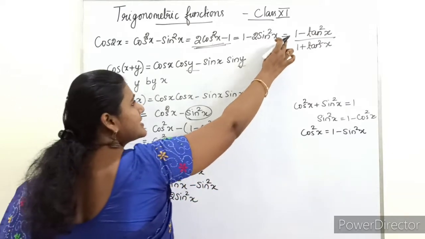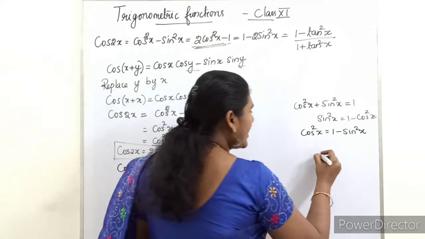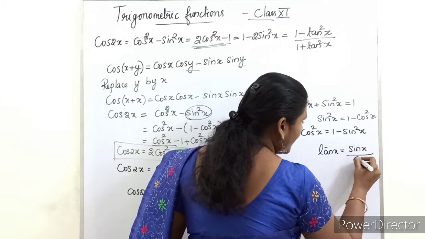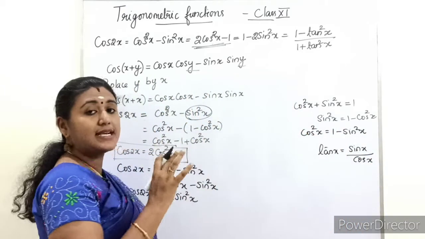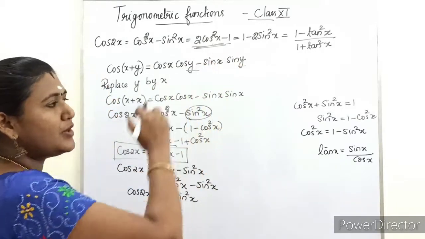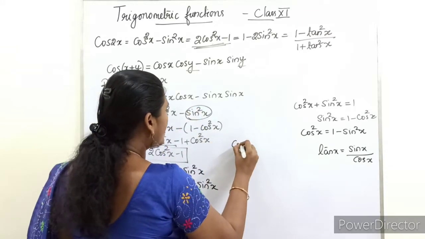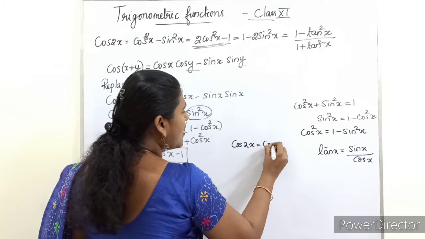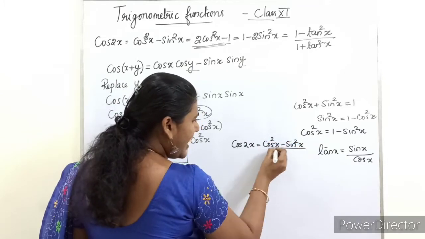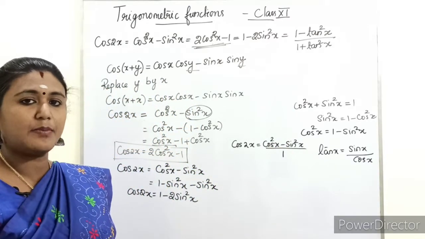Now the last one is in terms of tan square. You know that tan x is equal to sin x by cos x. So you should have a sin x by cos x expression, then only you can convert it into tan. How will you derive that formula? We will take the same formula: cos 2x is equal to cos square x minus sin square x. We can write this as (cos square x minus sin square x) divided by 1.